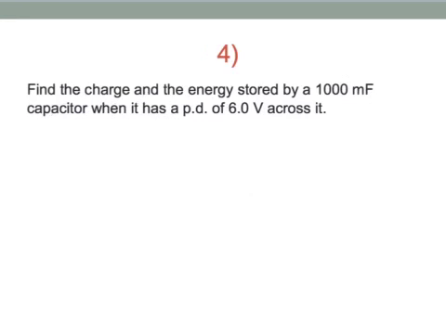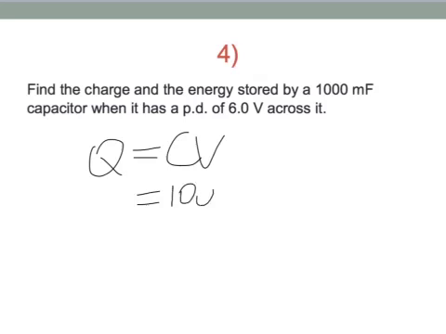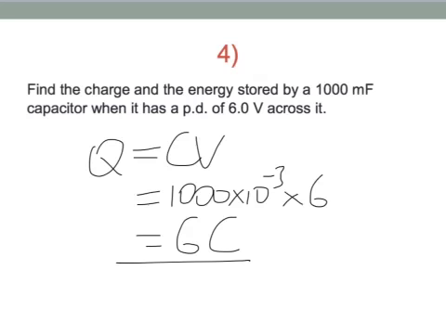Number 4, find the charge and energy stored by a 1000 millifarad capacitor when it has a PD of 6 volts across it. So once again, we're going to use the charge equals CV equation. 1000 times 10 to the negative 3, which is of course the same as 1, which is rather large. Anyway, we'll stick with that, times 6. So we're going to get 6 coulombs, a massive amount of charge, but there we go.